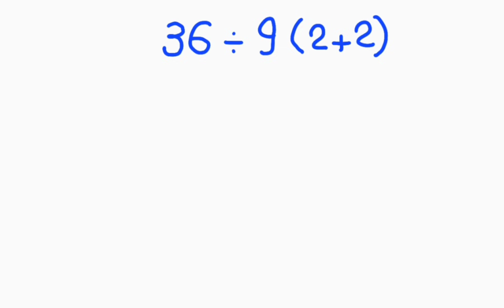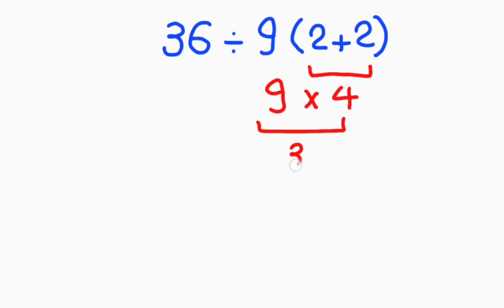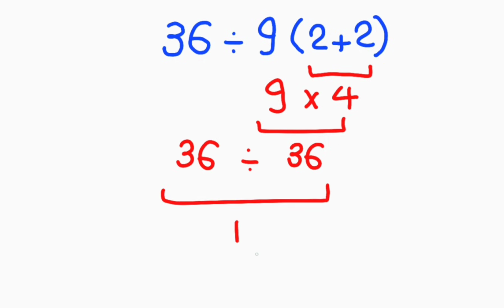36 divided by 9 times (2 plus 2). 2 plus 2 equals 4. 9 times 4 equals 36. Now 36 divided by 36 equals 1.